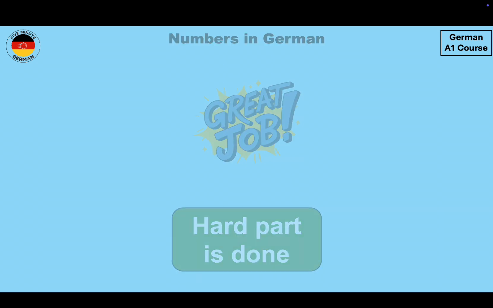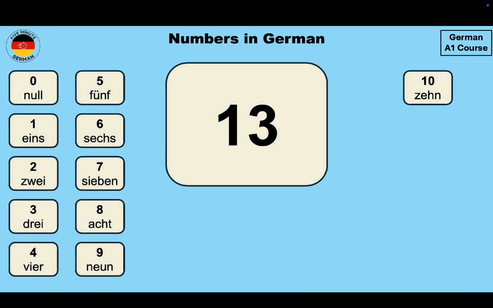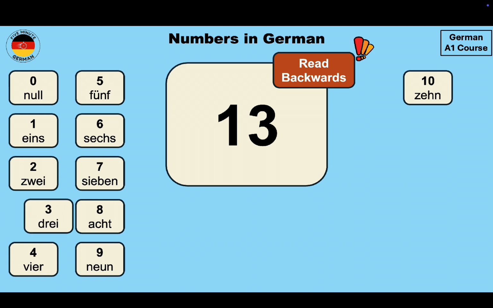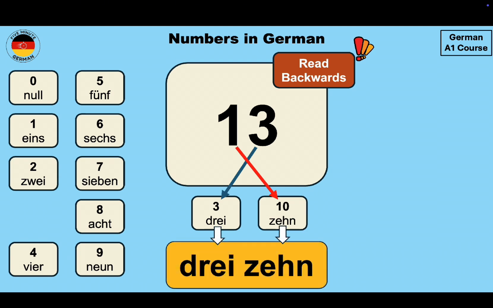Now let's move forward and see the numbers 13 to 20. So the first number in this category is 13. In German, whenever we read a number, we read it backwards. What do I mean by this? We will take the number 3 and after that we will take the number 10. And we can combine them to make the number 13.